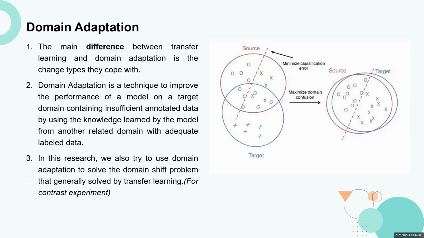The main difference between transfer learning and domain adaptation is the change types they cope with. Domain adaptation is a technique to improve performance of a model on a target domain containing insufficient annotated data by using the knowledge learned by the model from another related domain with adequate labeled data. In this research, we also try to use domain adaptation to solve the domain shift problem that is generally solved by transfer learning.